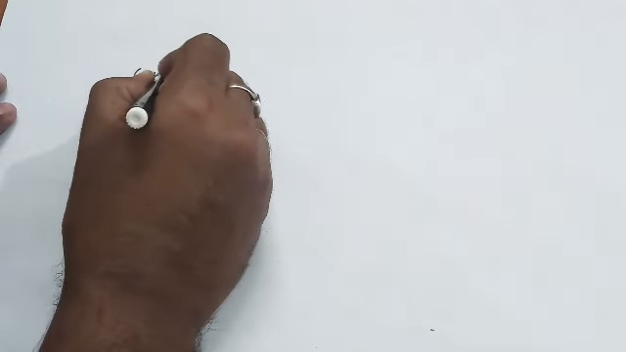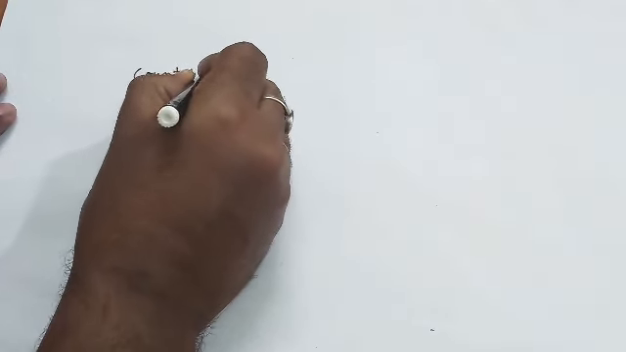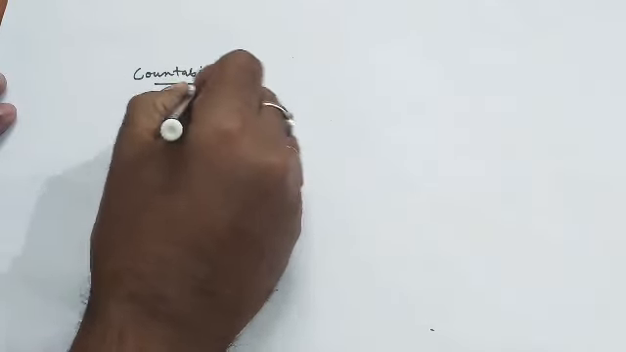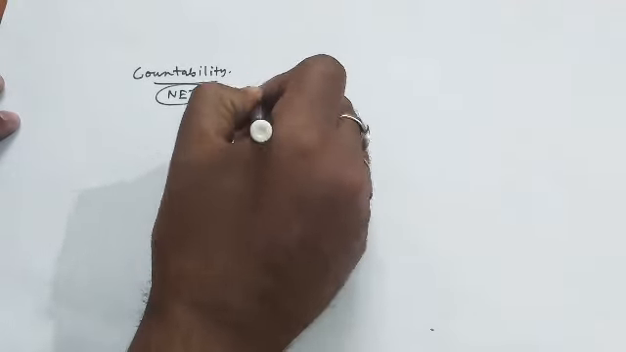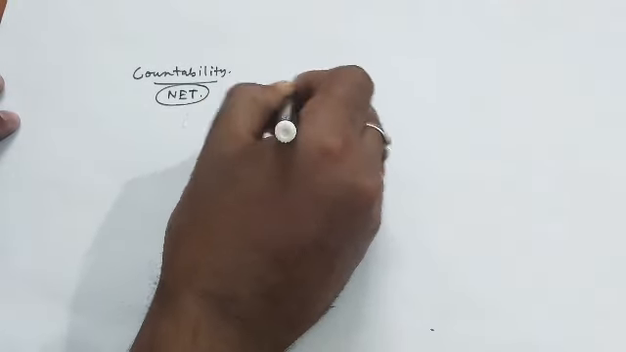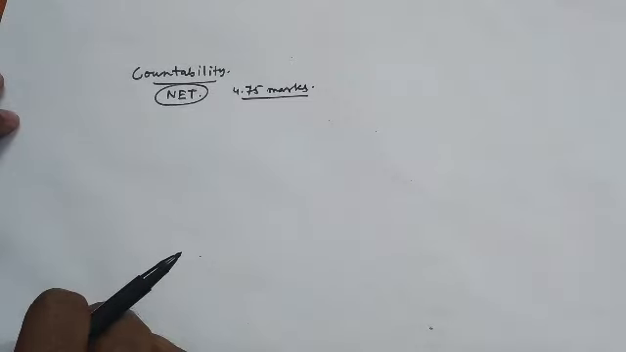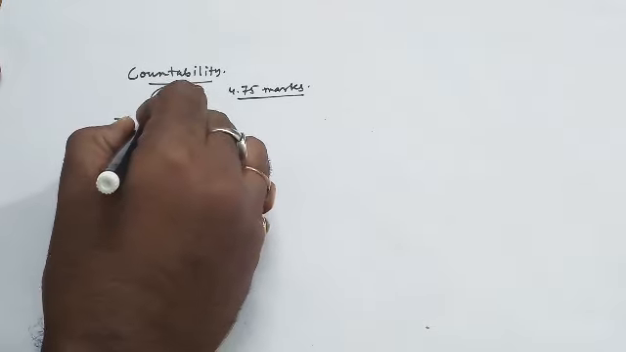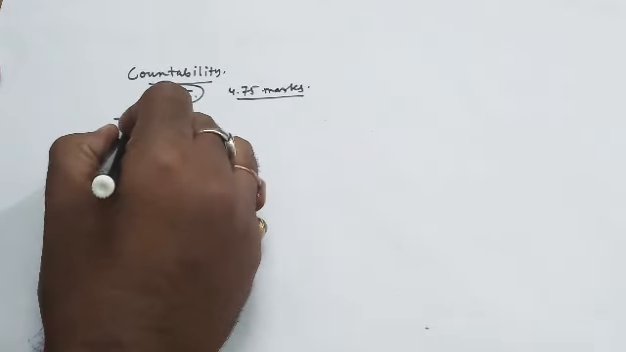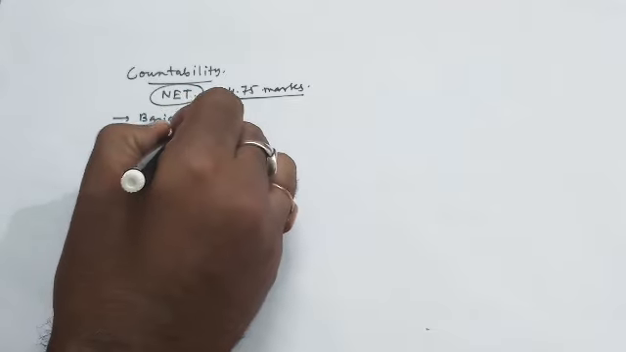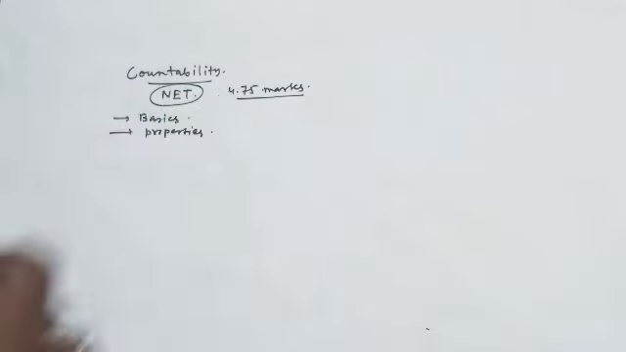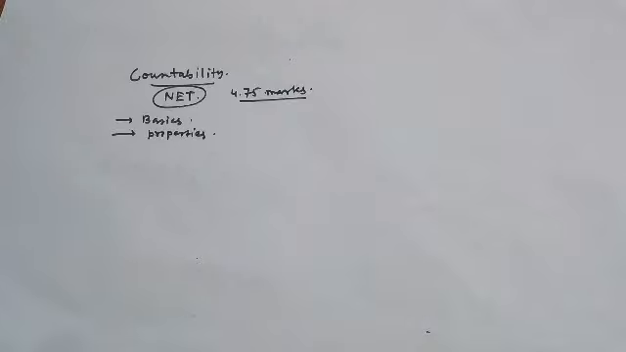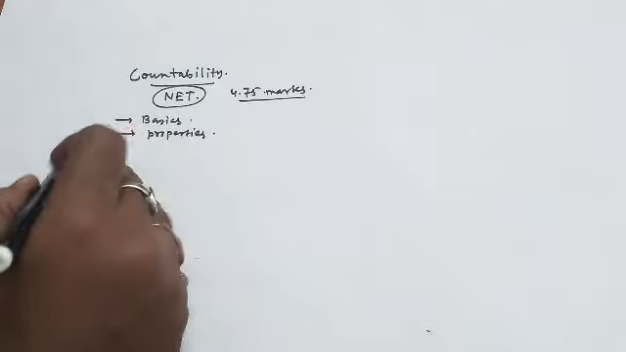Here we will cover countability, particularly from the NET point of view, because as you know, 4.75 marks every year they ask from the countability part, so it is very important. And if you have a proper understanding of the basics and the properties, then you can immediately solve the questions asked from this section. Okay, so let's get started with this.